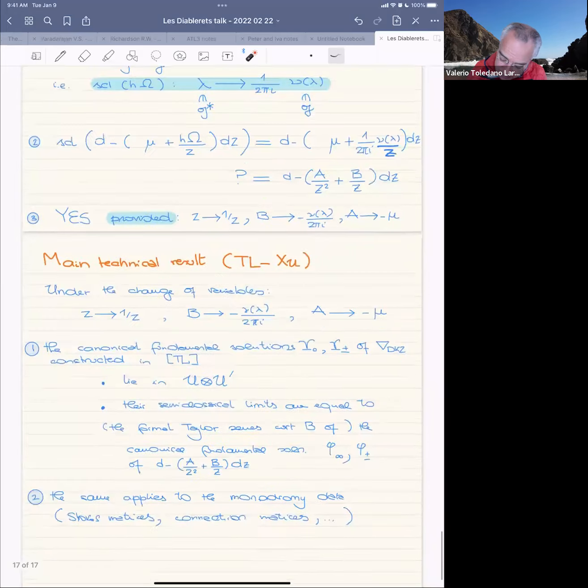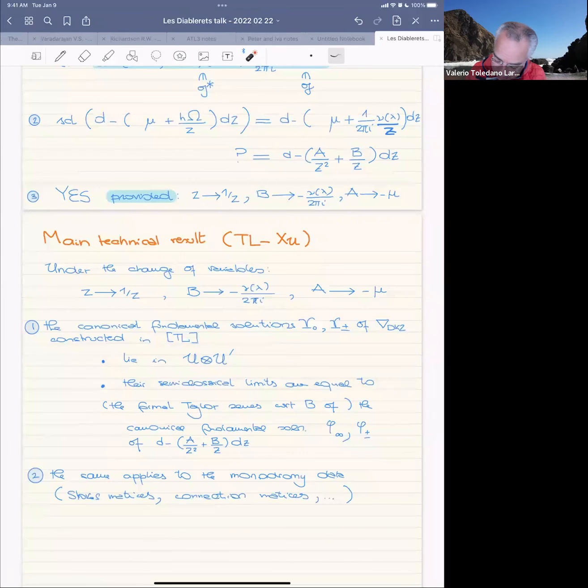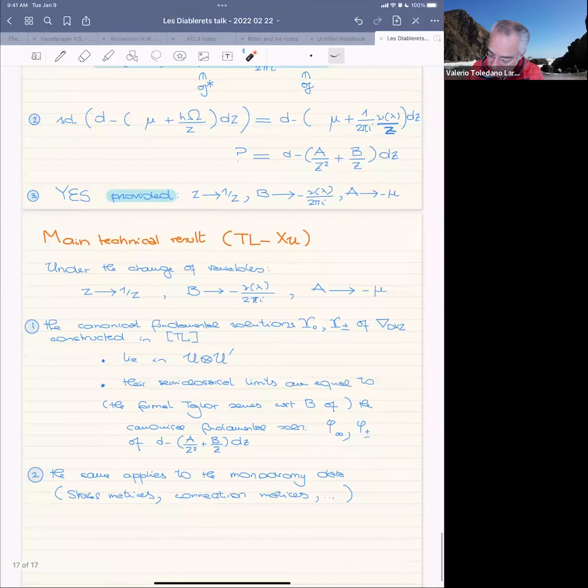And so the main technical result is that once you make these changes of variables, which I've already mentioned, then the canonical fundamental solutions of the dynamical KZ equations, which I constructed, so there was one at infinity and one at 0 and two at infinity, first of all, they lie in U tensor U prime, so you can take their semi-classical limit. And then once you do, you find that they are the same as the canonical fundamental solutions of this differential equation here. And in fact, rather to say that they are those, they're rather the formal Taylor series of these solutions viewed as functions of B.